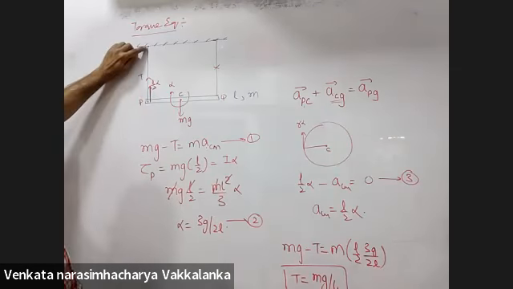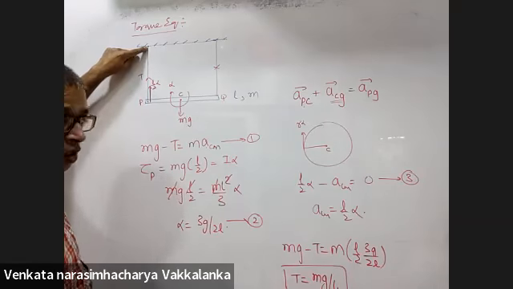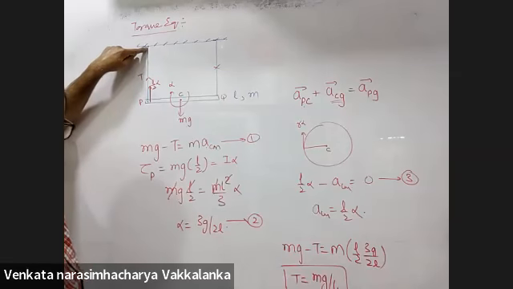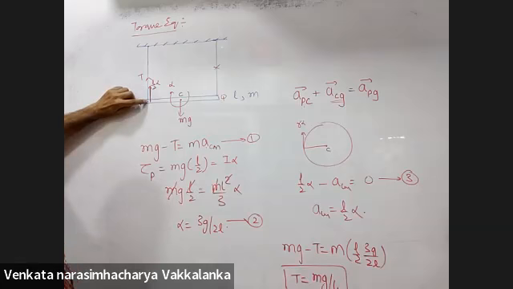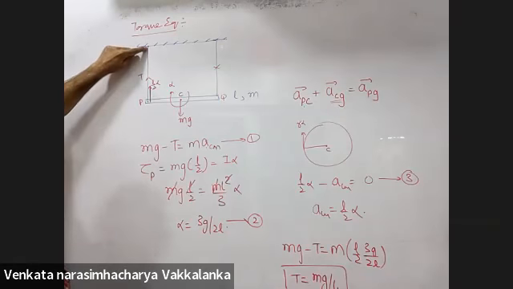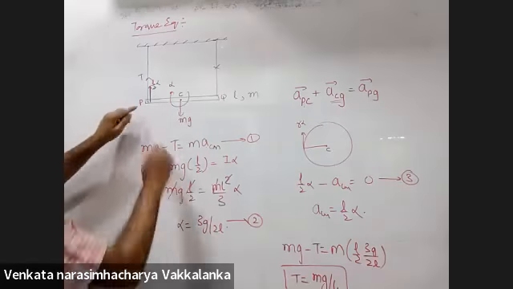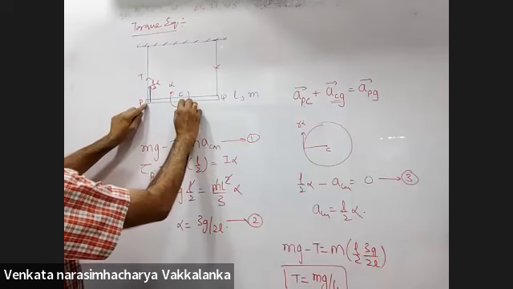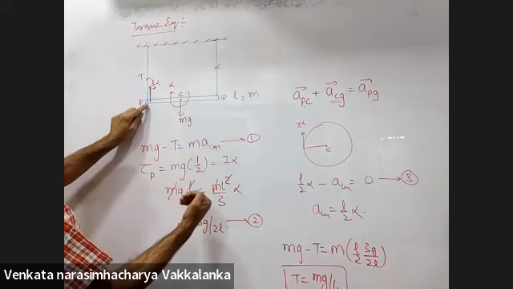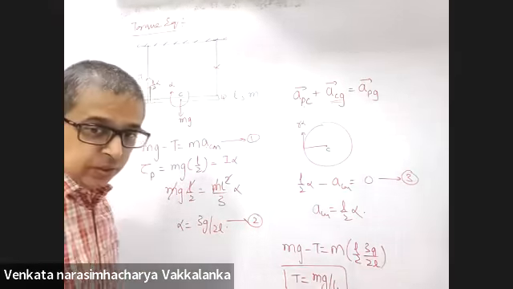Acceleration of point P with respect to ground should be the same as the acceleration of the other end of the string. Right? So point P has no acceleration perpendicular to the string. Acceleration of this point with respect to ground should be the same as the acceleration of this point along the length of the string. So acceleration of this point with respect to center of mass plus acceleration of center of mass with respect to ground is acceleration of this point with respect to ground.